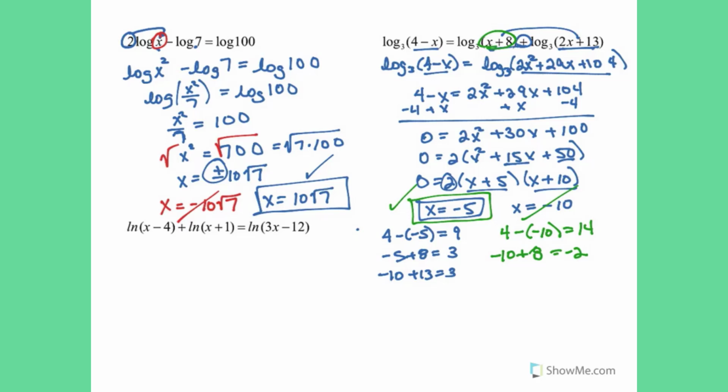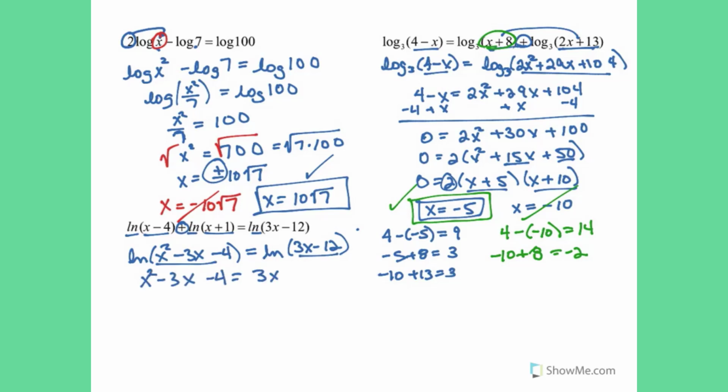Let's do our last example. We're in base e, but that's okay. Properties of logs are the same. So I'm going to multiply those together. So I have x squared minus 3x minus 4 equals the natural log of 3x minus 12. Now I can set those equal to each other. And I really would like for you to show all your steps here. If I subtract 3x and add 12 to both sides.